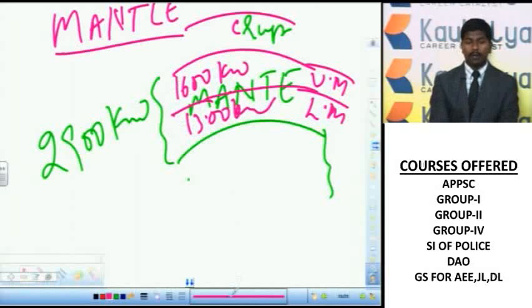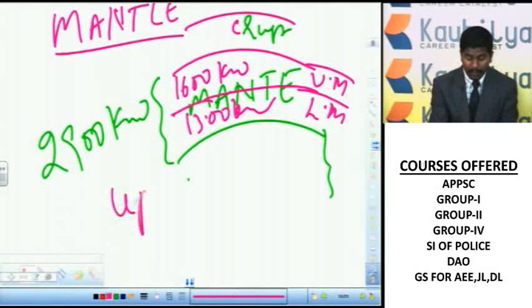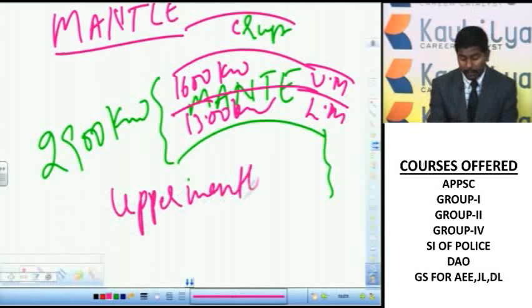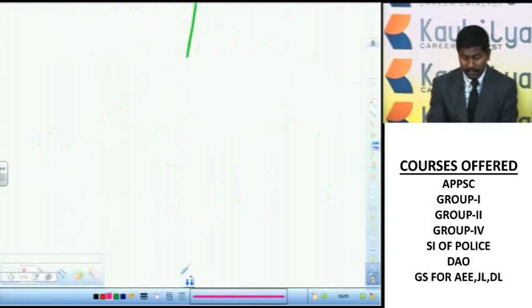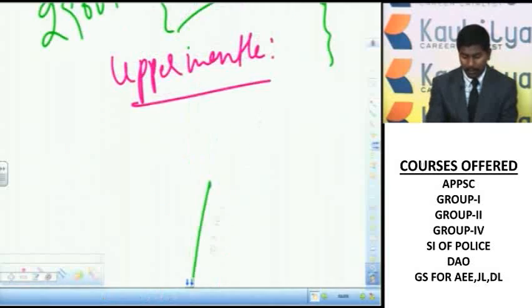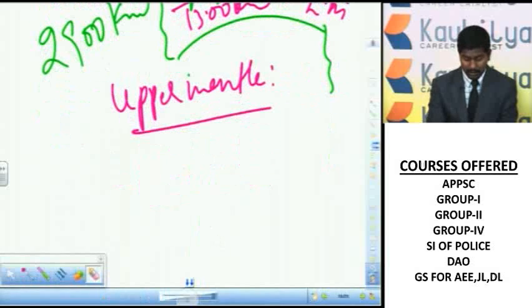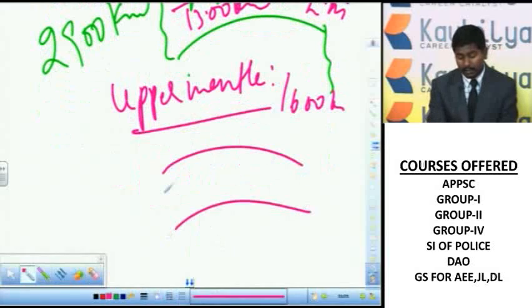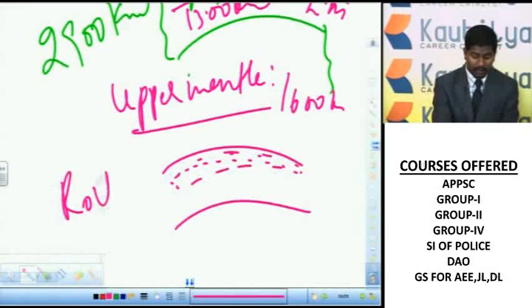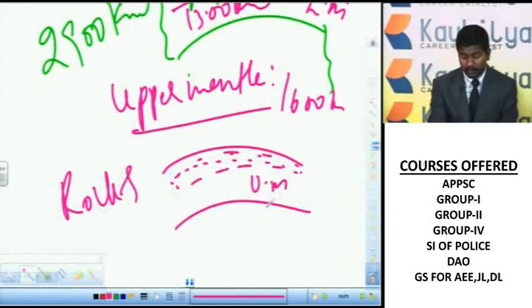Now the upper mantle and lower mantle are separated. If you take the upper mantle, it has a thickness of 1600 kilometers. Within these 1600 kilometers, the topmost part, the top 100 kilometers, is made up of rocks only.